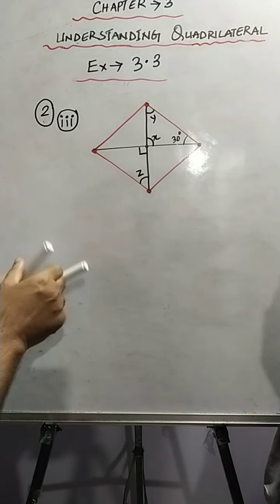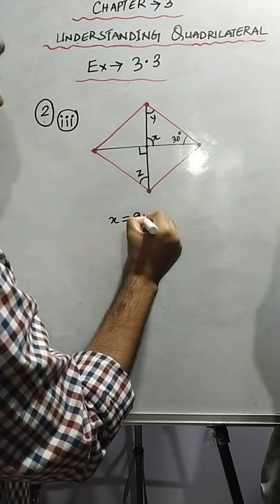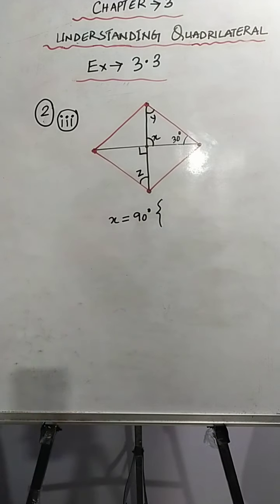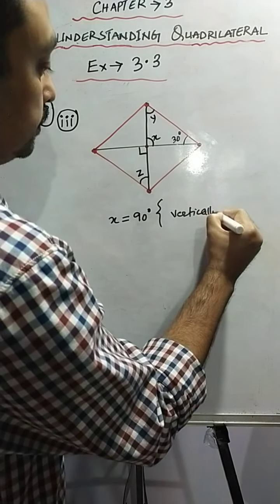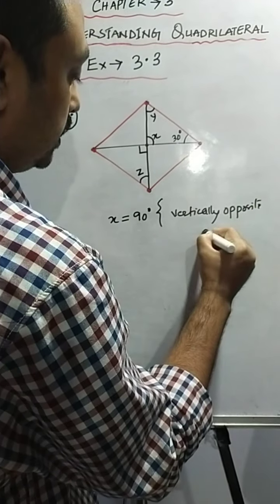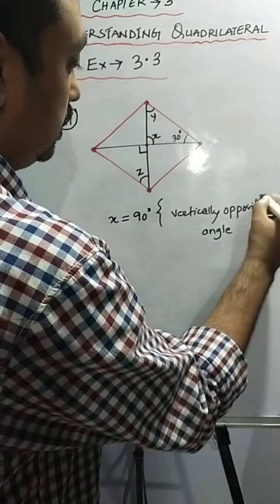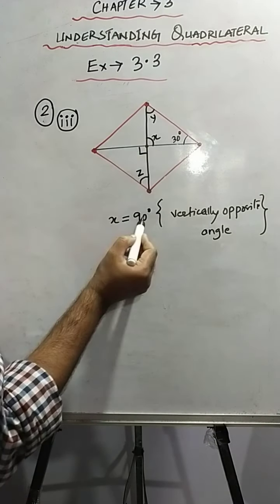So that would be what? That is, x would be equals to 90 degree. And why are we saying this? Because they are vertically opposite angles. Okay, now we are aware of the value of x, which is 90.